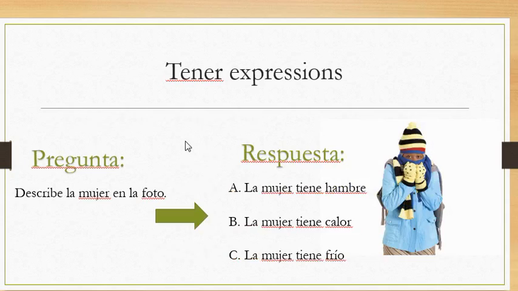So, let's take another look at a tener expression. We're talking about the woman in the photo. So, we want to say she is cold. So, the first phrase, la mujer tiene hambre, that meant she's hungry, so it wouldn't be A. Second answer, B, la mujer tiene calor, she is not hot. That leaves C, la mujer tiene frío. The opposite of tener calor is tener frío, to be cold.